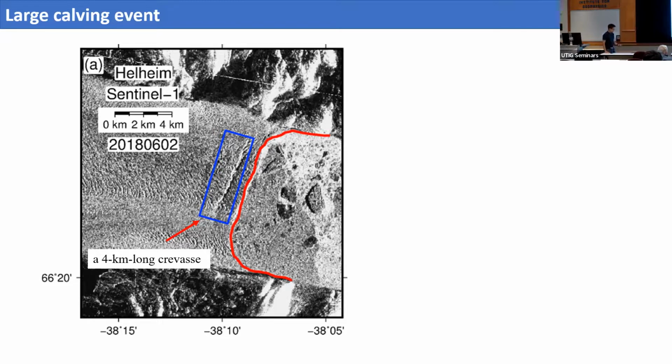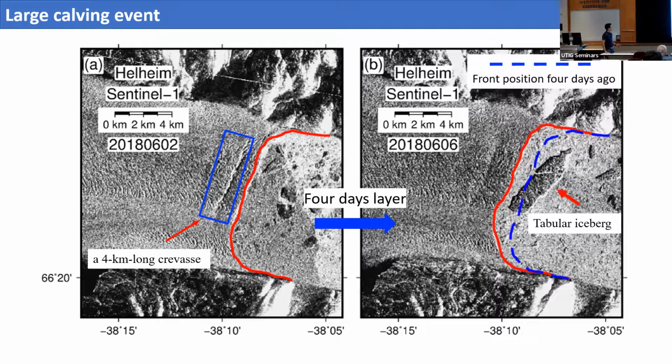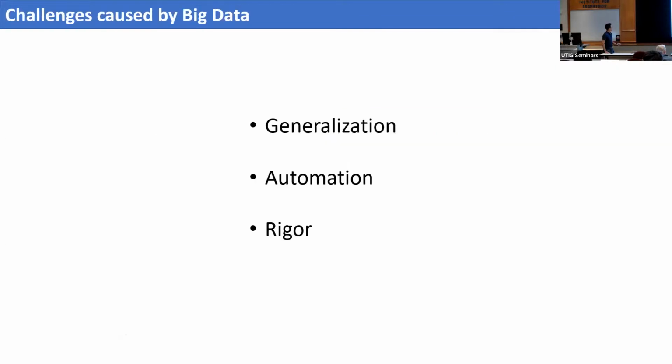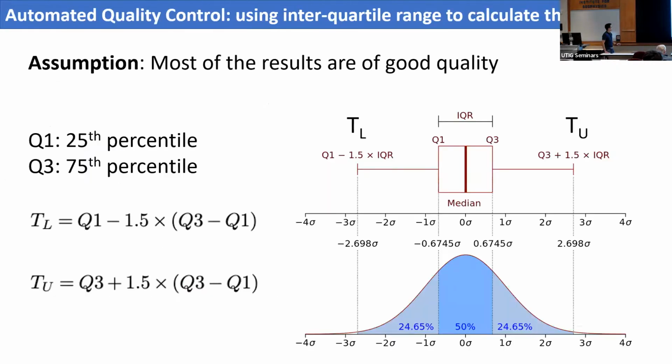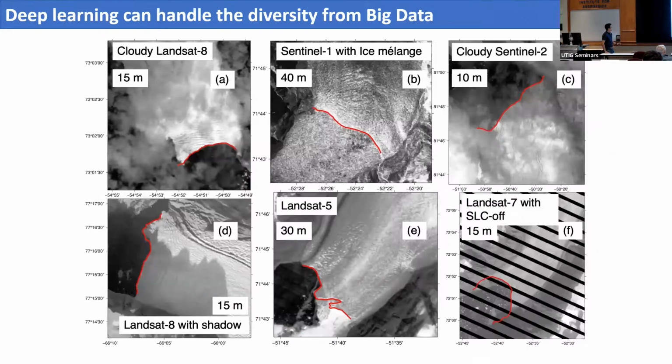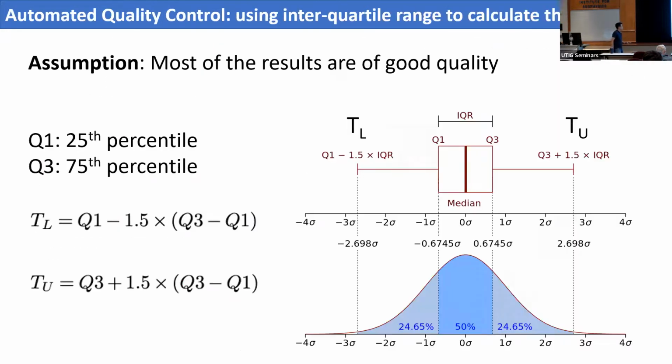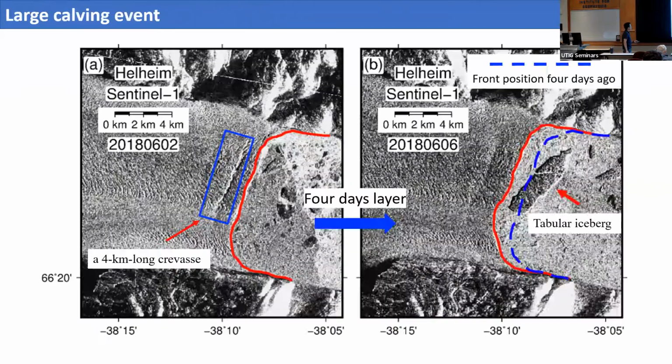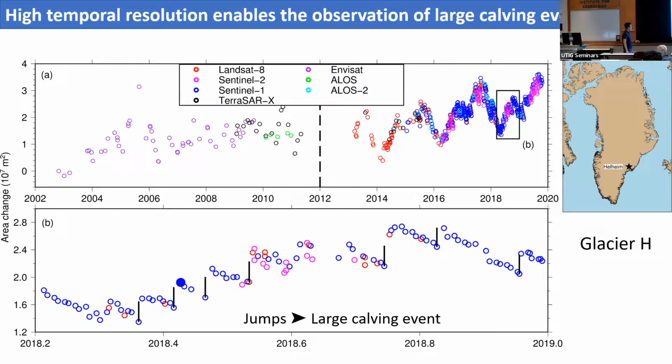If you look at this time series, there are jumps. By setting a proper threshold, we can immediately tell how many calving events this glacier has during a period of time.